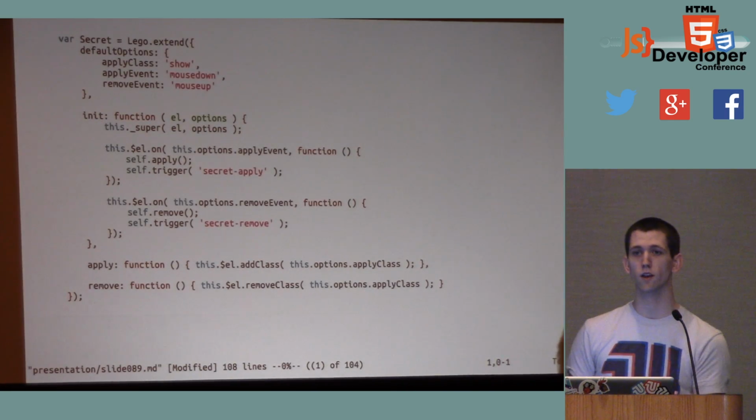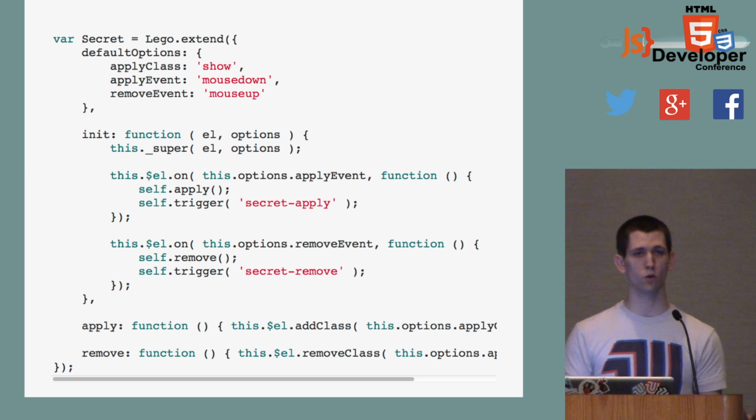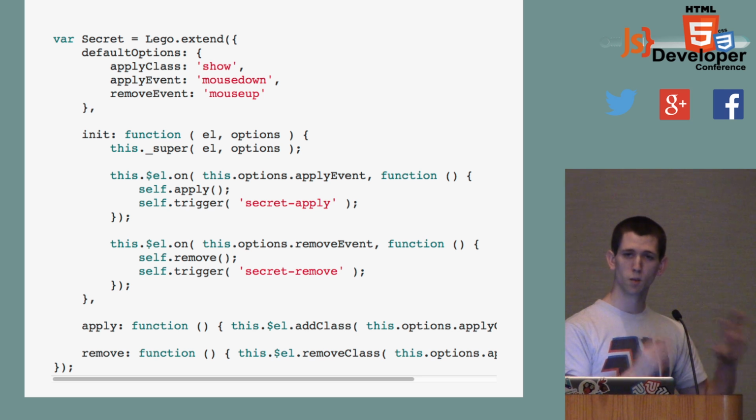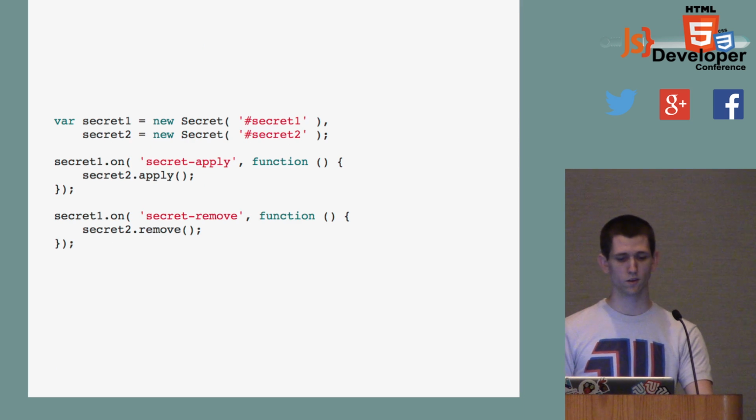So if we want to take these two components and let them communicate, we can take advantage of our events. So here's what the code looks like, right? We already had our class implemented, now we're using it. So we instantiate two of these things. One is the one on the left, two is the one on the right.